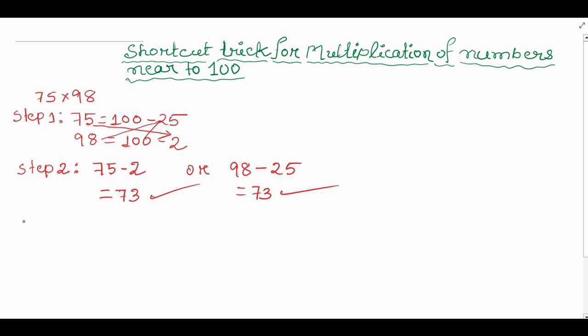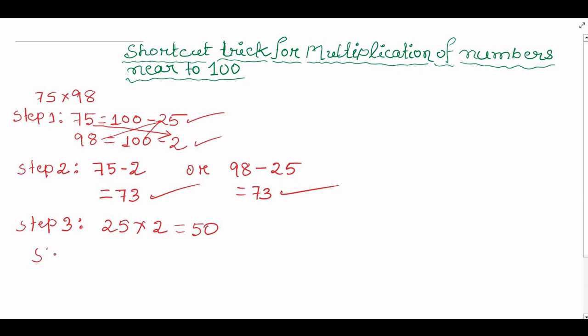Okay, now in the next step, step 3. In step 3, whatever values we got in step 1, after subtracting from 100, that means 25 and 2, these two numbers we have to multiply. 25 into 2, then we will get 50.